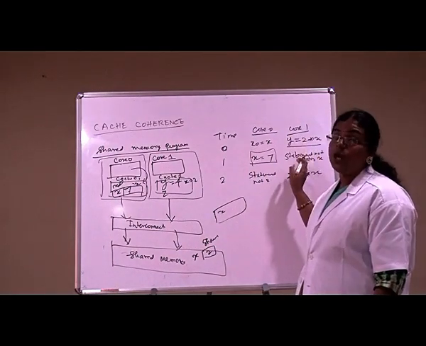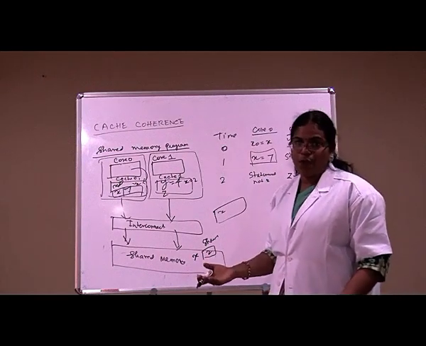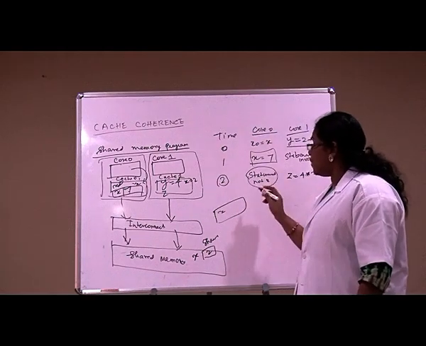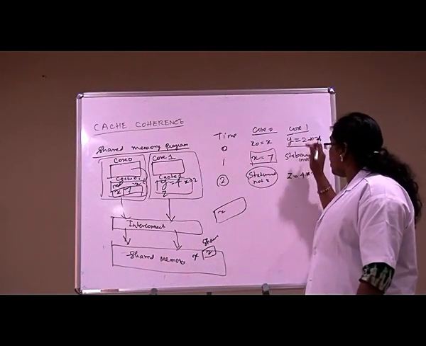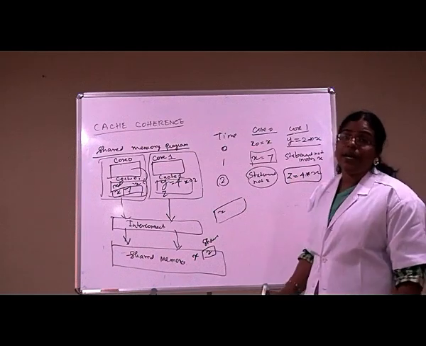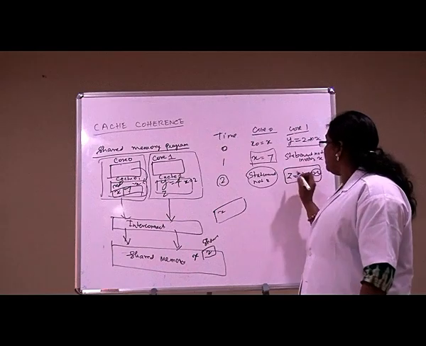So first the X value is updated to 7, then I will have some statement that is executed by core 1 without X. I have some statements that do not involve X, and at time 2 core 0 is executing a statement not involving X, which we don't bother about. Now in core 1 at time 2 I am executing a statement Z is equal to 4 into X.